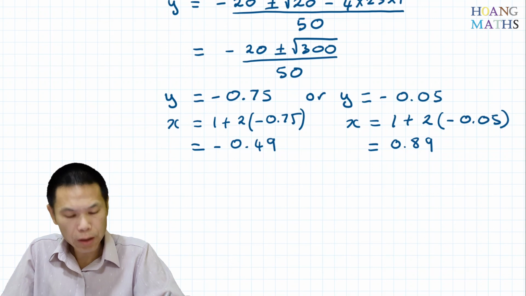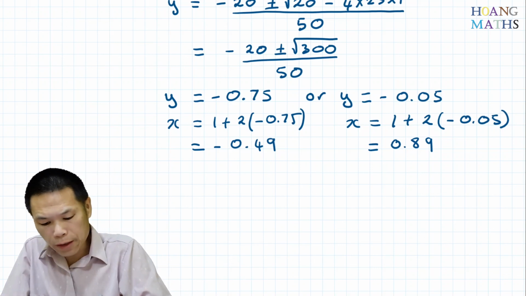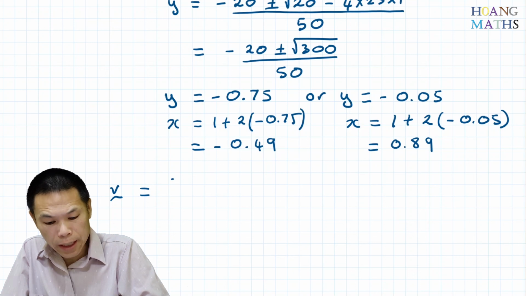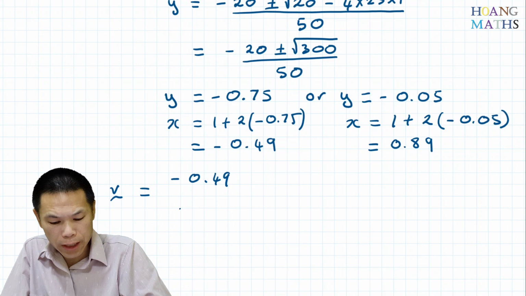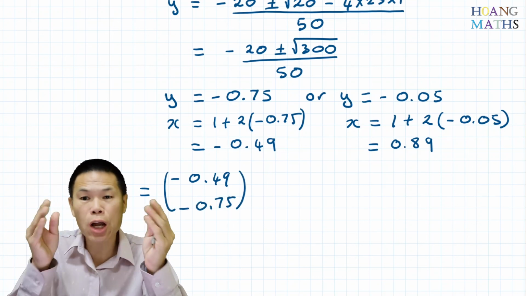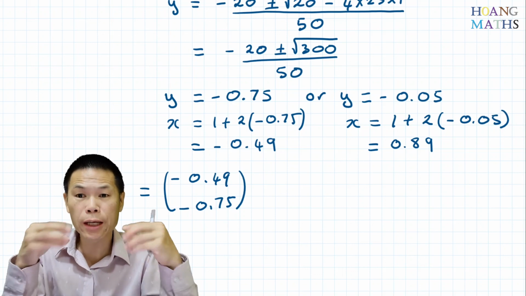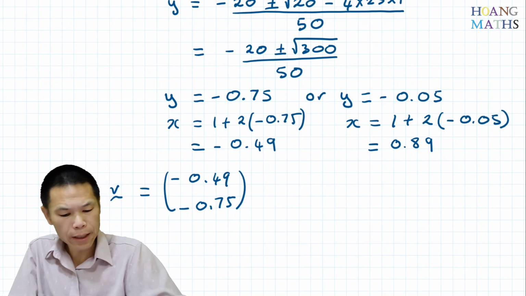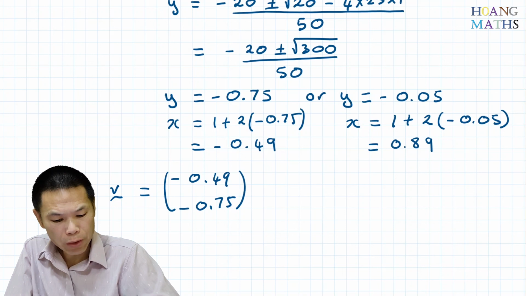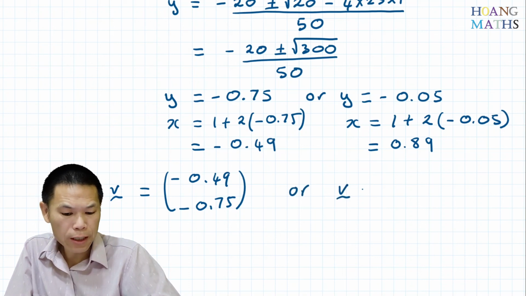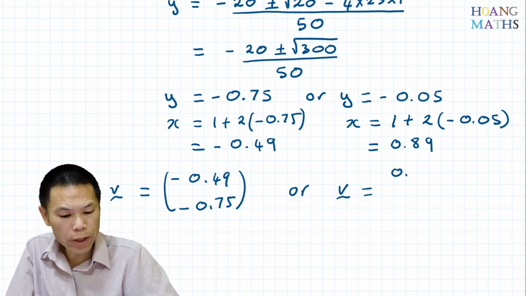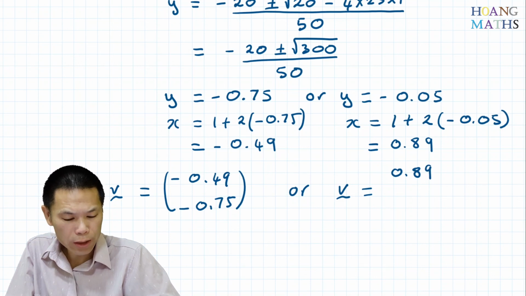So therefore, vector v is equal to, when x is negative 0.49, y is equal to negative 0.75. Now we write vector in column form because the question is given in column form, okay? So keep that in mind for me. Or v is equal to, when x is 0.89, y is negative 0.05.